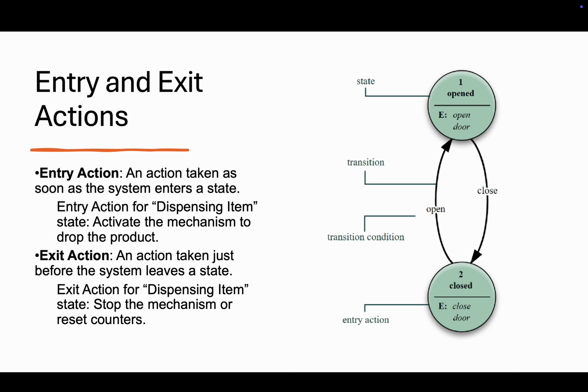Let's look at also the special case of entry and exit actions. So when we move into a state or move out of a state, we may want to perform certain actions, okay? So an entry action for dispensing item in the vending machine would activate the mechanism to drop the product. Every time the state starts, and if the state is dispensing item, then that action should take place. Then the exit action for dispensing item might be stop the mechanism or reset the counter.